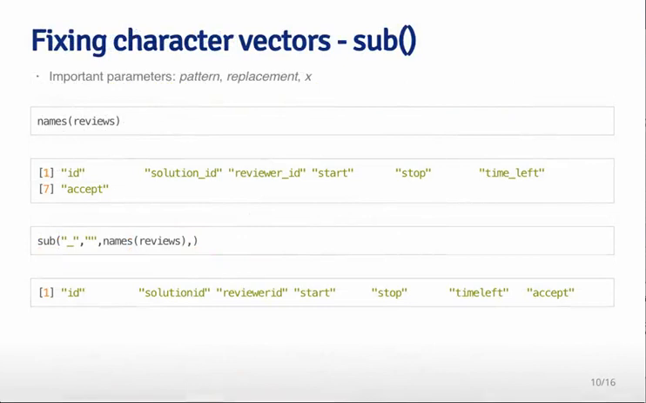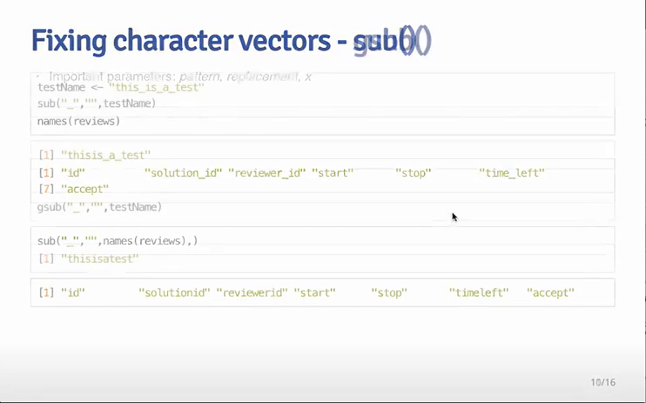And so a couple of things that I might want to be able to do is substitute out, say, characters. In this case, I can see that a couple of the variable names are solution ID and reviewer ID, and they have these underscores in them. I might want to remove the underscores from those variables, also from this variable time left over here. One thing that I can do is use the sub command. I can say every time that you find an underscore, replace it with nothing in the names of reviews. And what you end up with is variable names where all of the underscores have been removed.